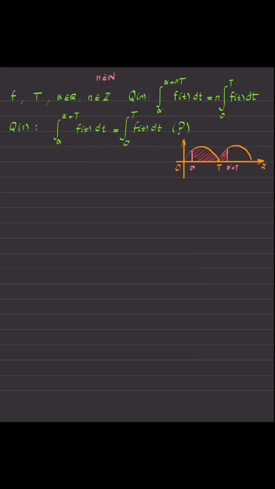Okay, so let me start from the left hand side of my equality, this one, and write it in this form. I can break the interval of integration. Instead of going from alpha to alpha plus t, I go from alpha to t of f of t dt, plus then I go from t to alpha plus t of f of t dt.